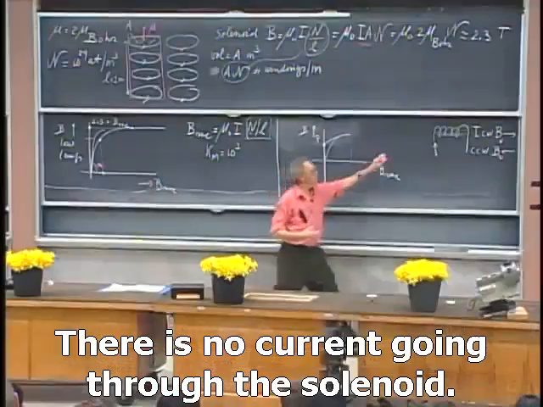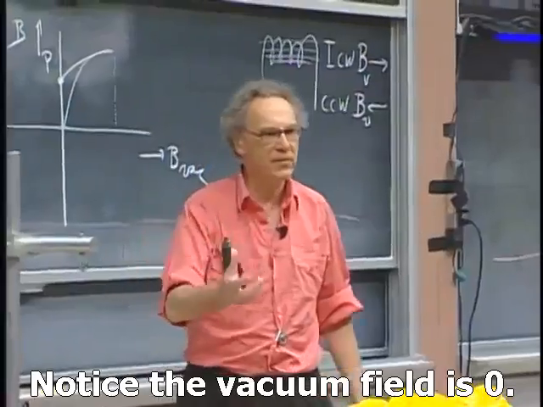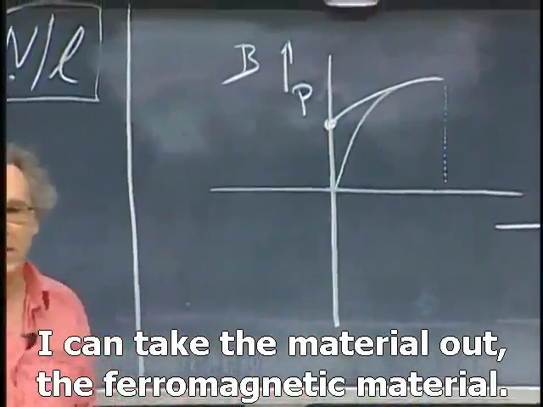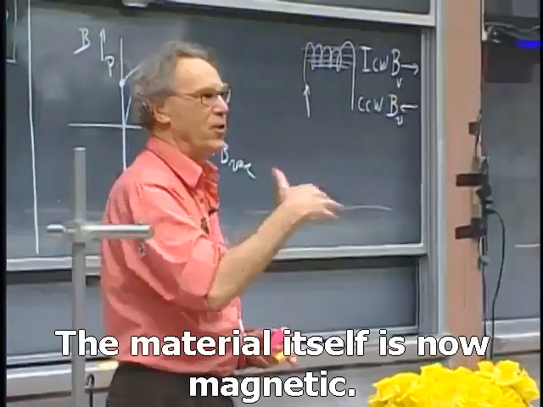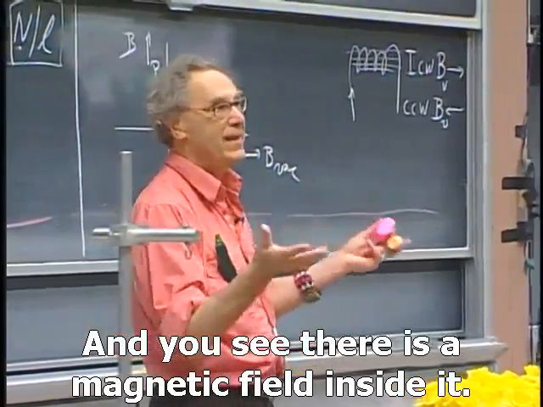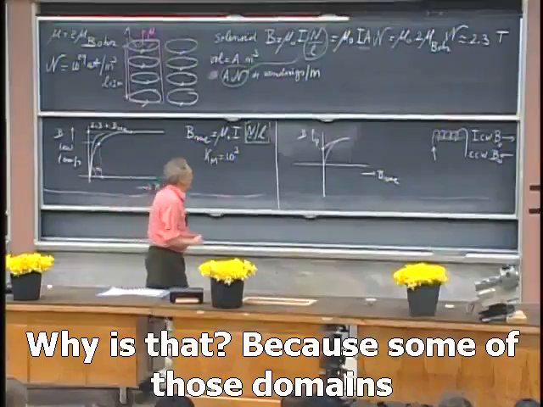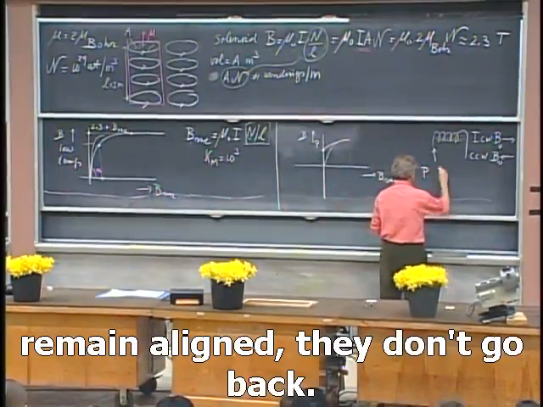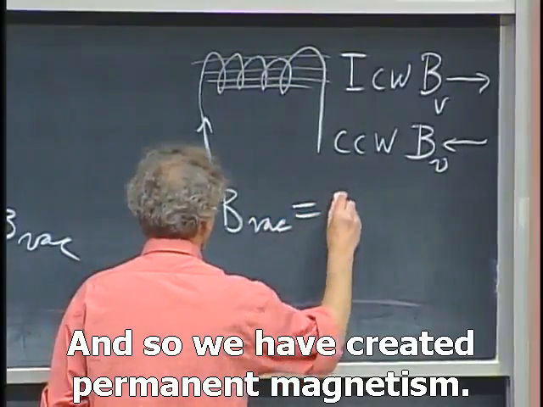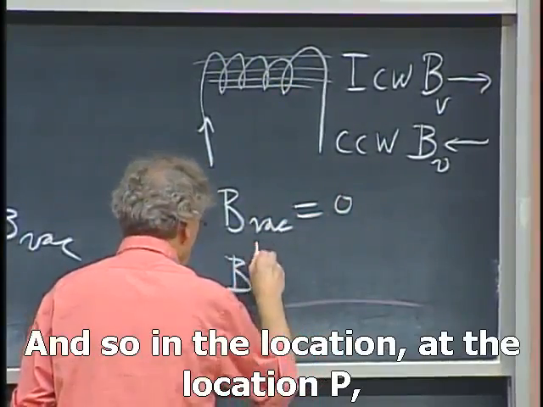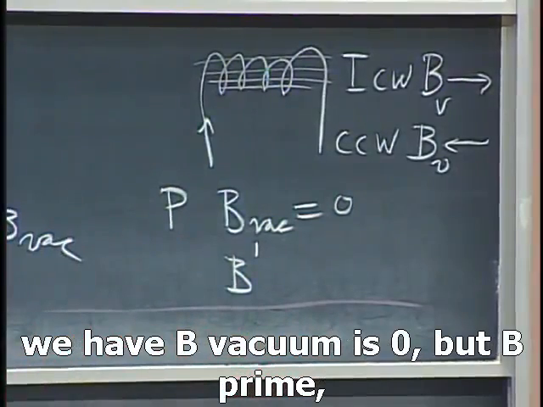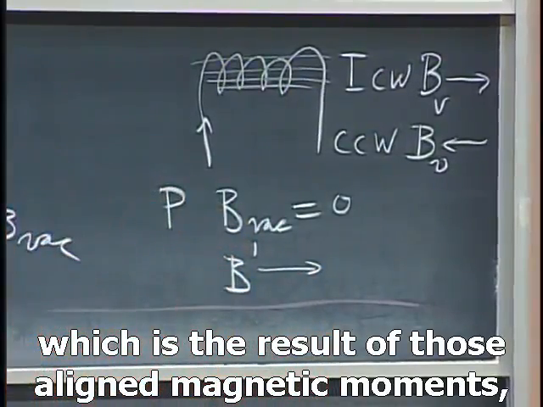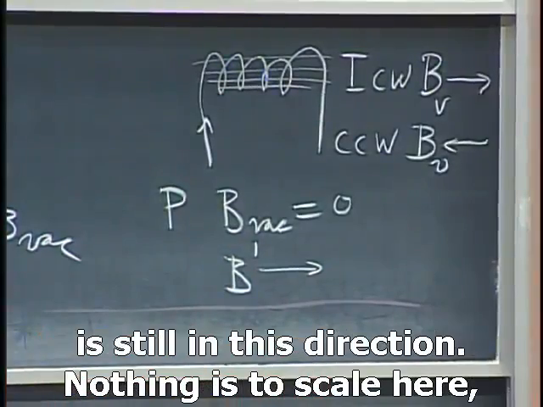I can take the material out, the ferromagnetic material. The material itself is now magnetic. And you see, there is a magnetic field inside it. Why is that? Because some of those domains remain aligned. They don't go back. And so we have created permanent magnetism. So at the location P, we have B vacuum is 0, but B prime, which is the result of those aligned magnetic moments, is still in this direction. Nothing is to scale here, of course. And so you still have a magnetic field.